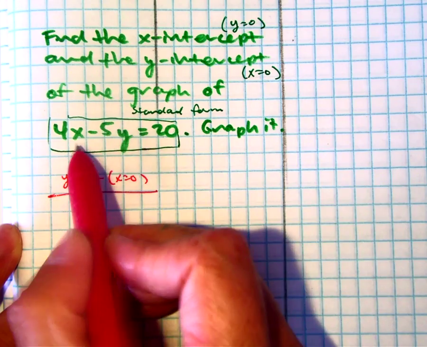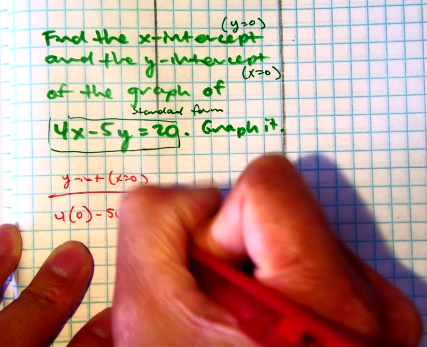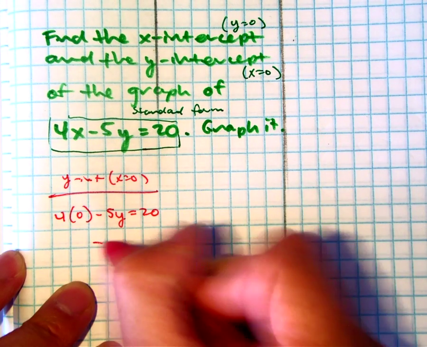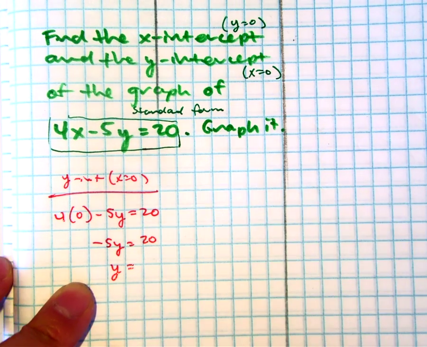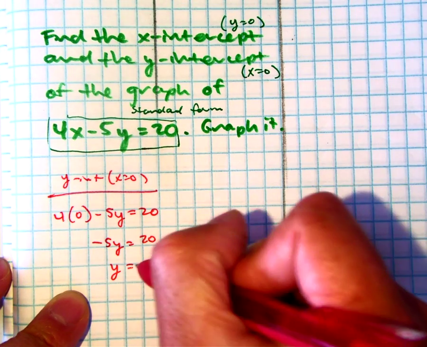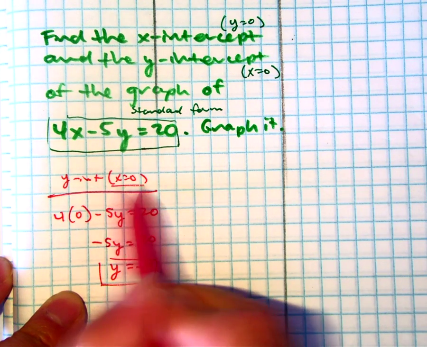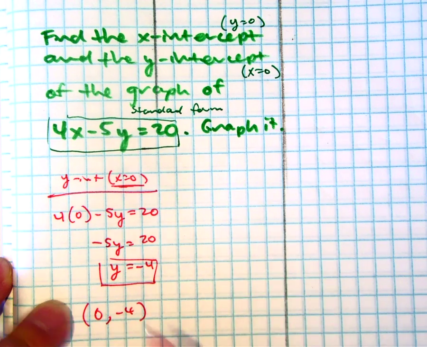I have my equation here. 4 times 0 minus 5y equals 20. Class, 4 times 0 is? Divide both sides by negative 5. Y is equal to negative 4. With an x value of 0, our y value is negative 4.